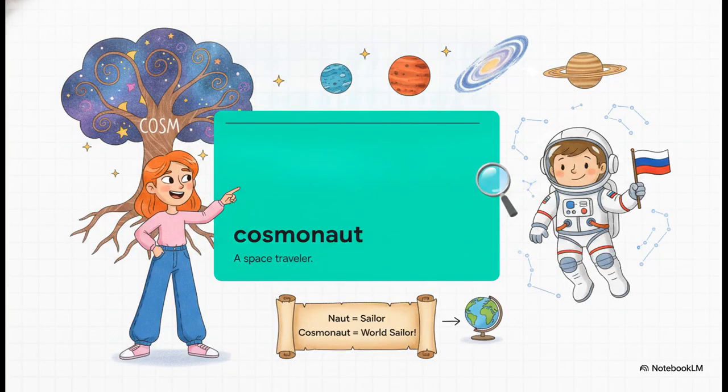Next we have cosmonaut, which is a space traveler, specifically an astronaut in a Russian context. I actually love the literal meaning of this one. Naut comes from the Greek word for sailor. Think nautical, right? So a cosmonaut is quite literally a world sailor or a universe sailor. How cool is that? And again, listen for that connecting O right smack in the middle.